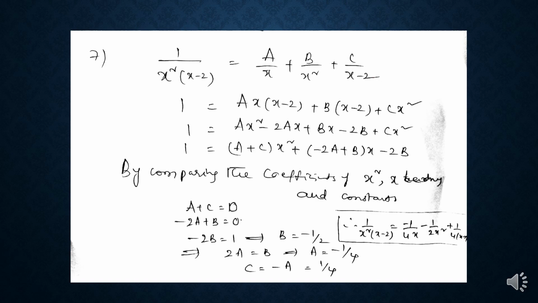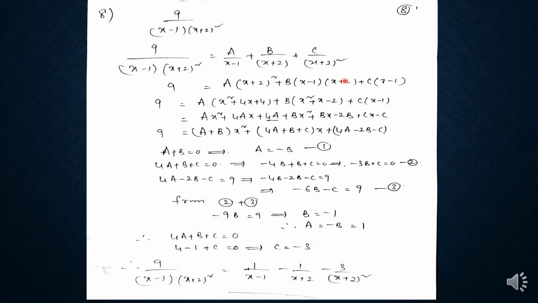Next problem. Resolve 9 by x minus 1 into x plus 2 whole square as partial fractions. So 9 by x minus 1 into x plus 2 whole square is equal to, here if we check the denominator, we can see one non-repeated linear factor and two repeated linear factors. So here three terms are there, that is a by x minus 1 plus b by x plus 2 plus c by x plus 2 whole square.